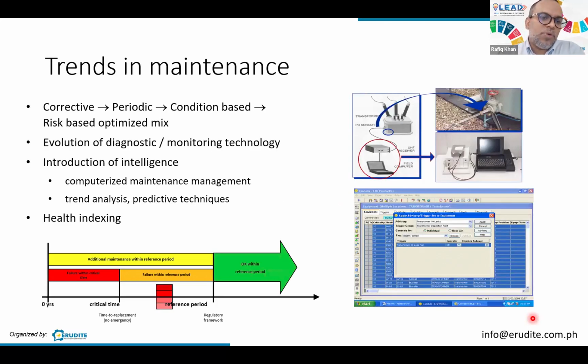Trends in maintenance: we already know that before it was corrective. Recently it's been periodic. Now it's becoming condition-based, and later on it will also come into this risk-based optimized mix. There is evolution in diagnostic monitoring technology, introduction of intelligence, AI, computerized maintenance as well. So you have programs that run the management of maintenance, trend analysis, predictive techniques. We spoke about health indexing early on.